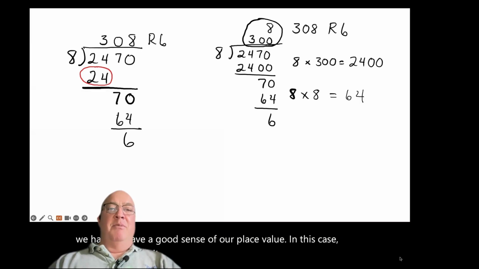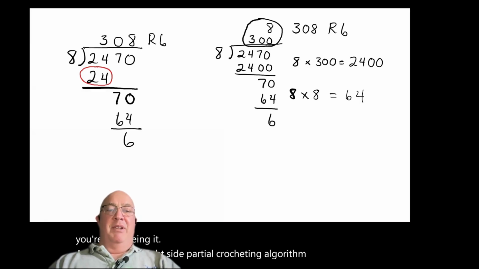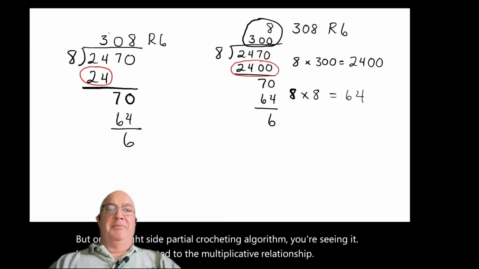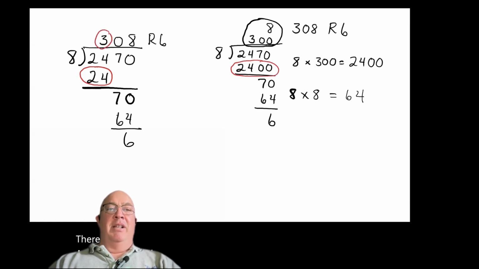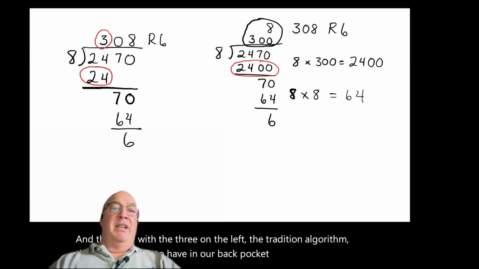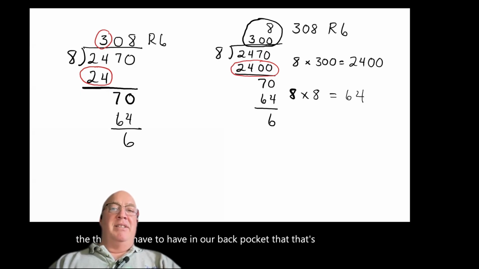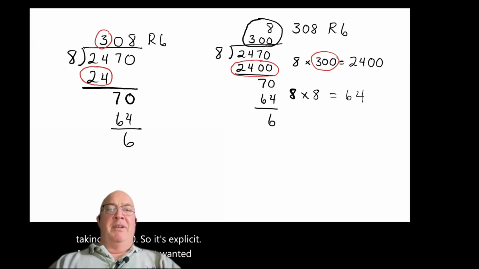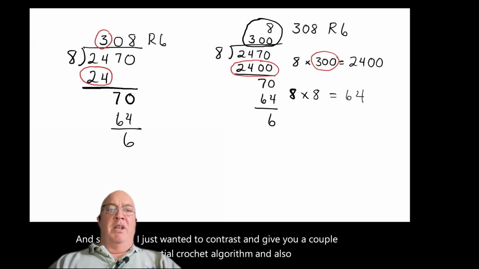But on the right side, in the partial quotient algorithm, you're seeing it. It's explicit. It's related to the multiplicative relationship. There it is, and the same with the 3. On the left, in the traditional algorithm, we have to have in our back pocket that the 3 is representing 300. That's not explicit, whereas over on the right side, it is. It's in our answer. Up above is 300, and we're taking 8 times 300. So it's explicit. I just wanted to give you a couple examples of the partial quotient algorithm and also contrast it with the traditional long division algorithm.